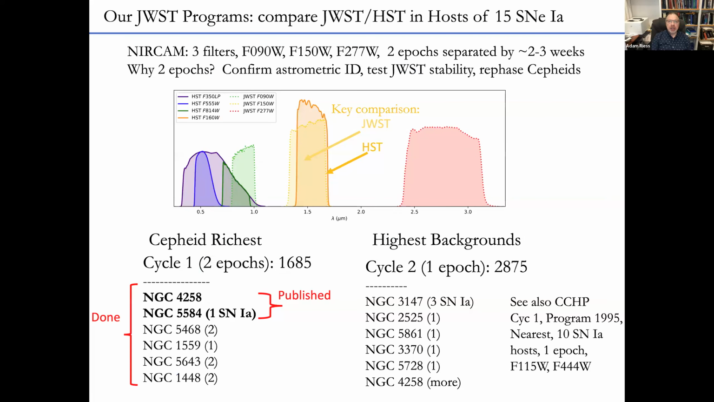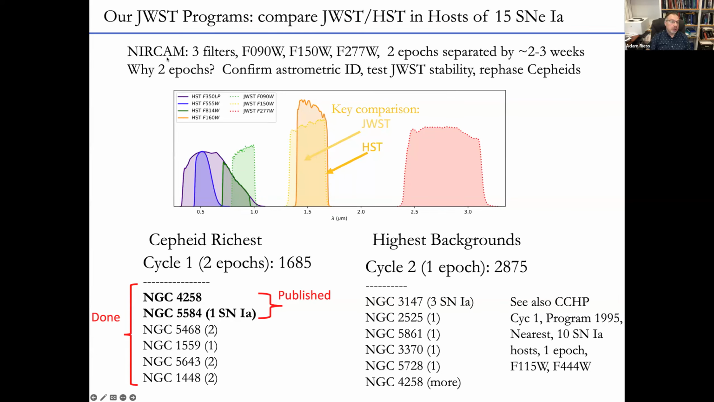And so our JWST program in cycle 1 and also in cycle 2 now is to observe 10 galaxies, which hosted 15 Type 1a supernovae, the same ones observed by SH0ES with HST, as well as the anchor galaxy, NGC 4258, that we have a precise geometric distance to. And so this completes the distance ladder and allows us to make the measurements at higher resolution.